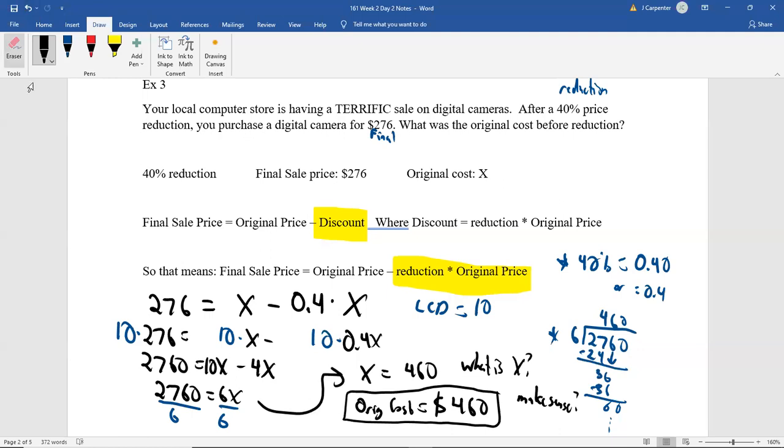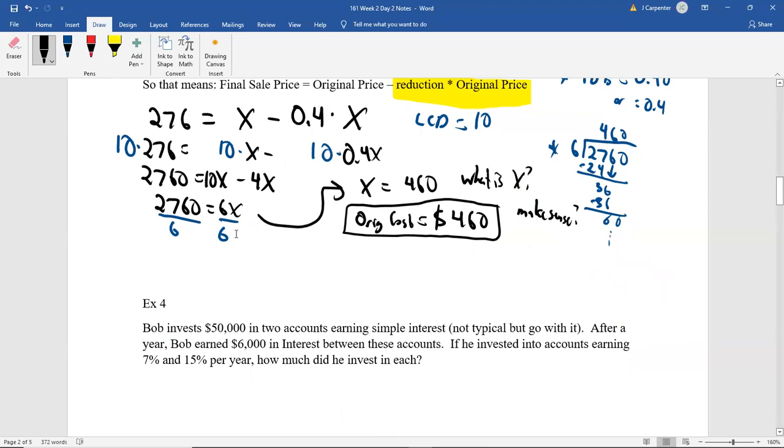All right, let's do another. Example 4, investing, one of my favorite topics. Bob invests $50,000 into 2 accounts earning simple interest. Not typical, but go with it.